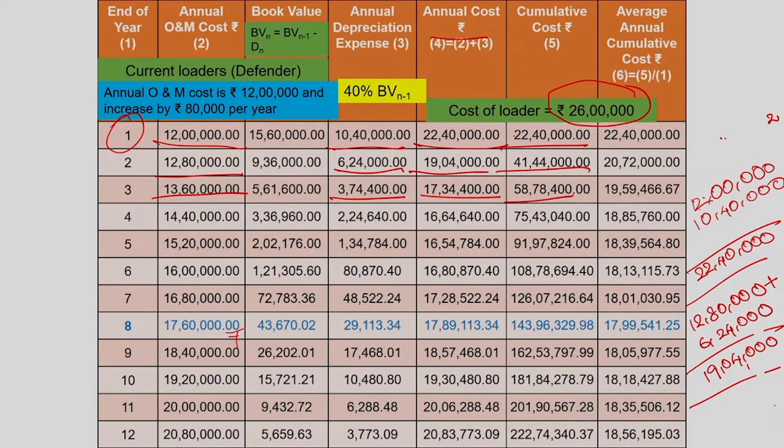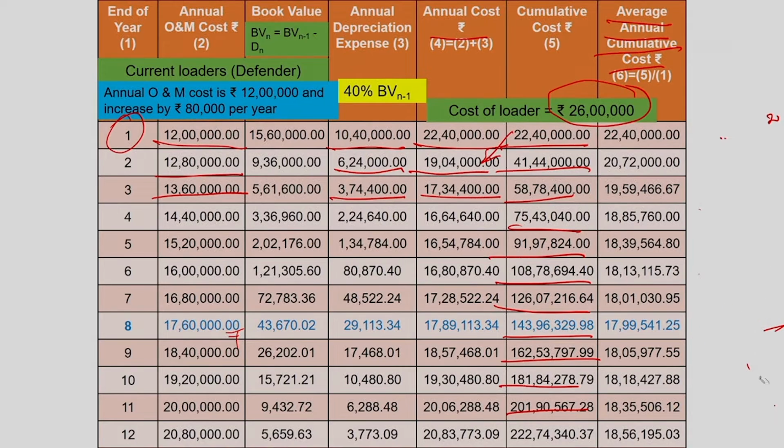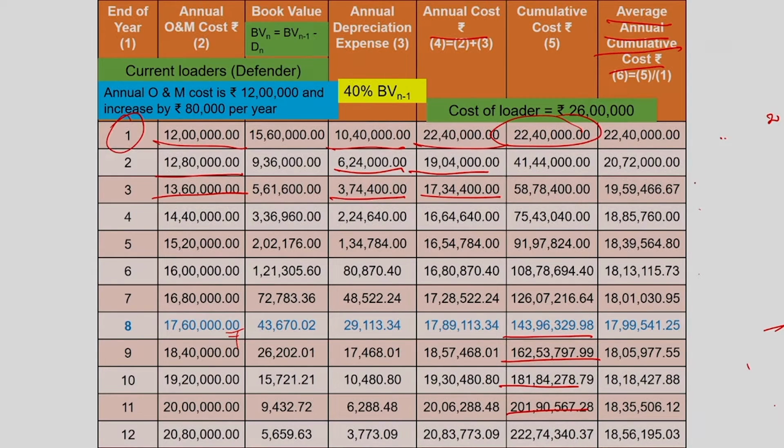You can find the cumulative cost by adding the first year with the second year, the second year with the third year, and like that you keep on adding, and you will get the cumulative cost for all the years. Once you get the cumulative cost, we calculate the average annual cumulative cost. That means you divide the cumulative cost by the cumulative usage of the machine. In this problem, we are not taking an hourly basis, we are taking a yearly basis. For the first year, the cumulative cost is 22 lakh 40,000, divided by the cumulative usage, which is 1 year. So you get the average annual cost for the first year.